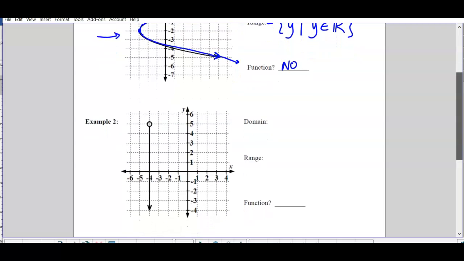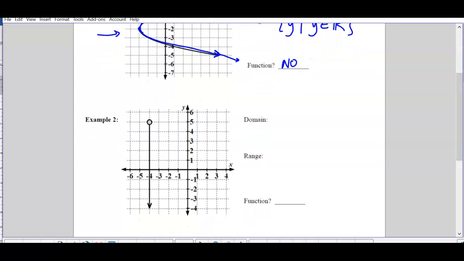Next one is a vertical line. This is kind of interesting in terms of the domain. If I'm going from the left or from the right, the only x value that I get in all of these points, anywhere in between, is -4. So this is just one value, so I can put it in my set brackets and list it. But the whole relation is continuous because that's a line, a vertical line.